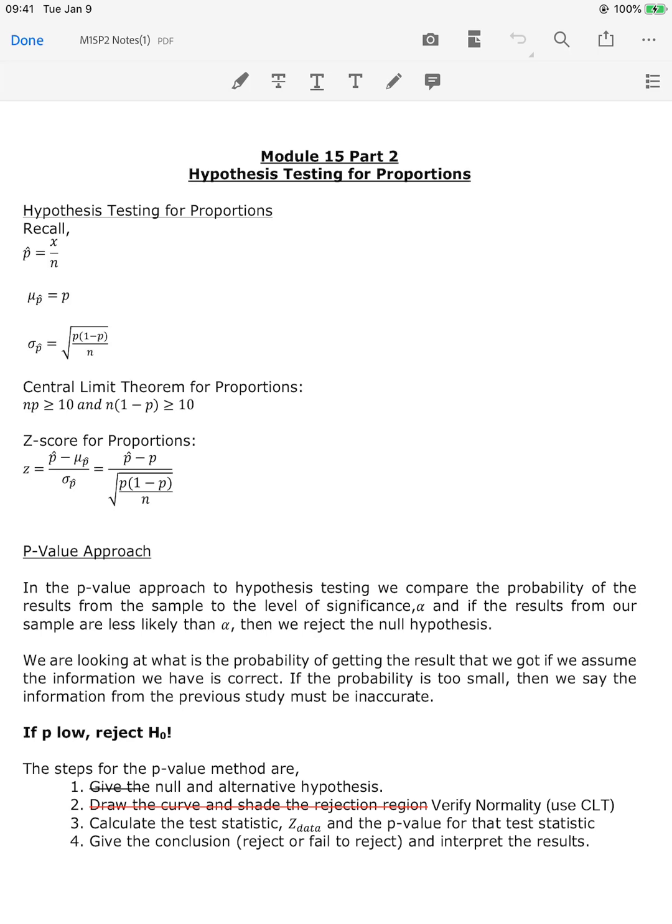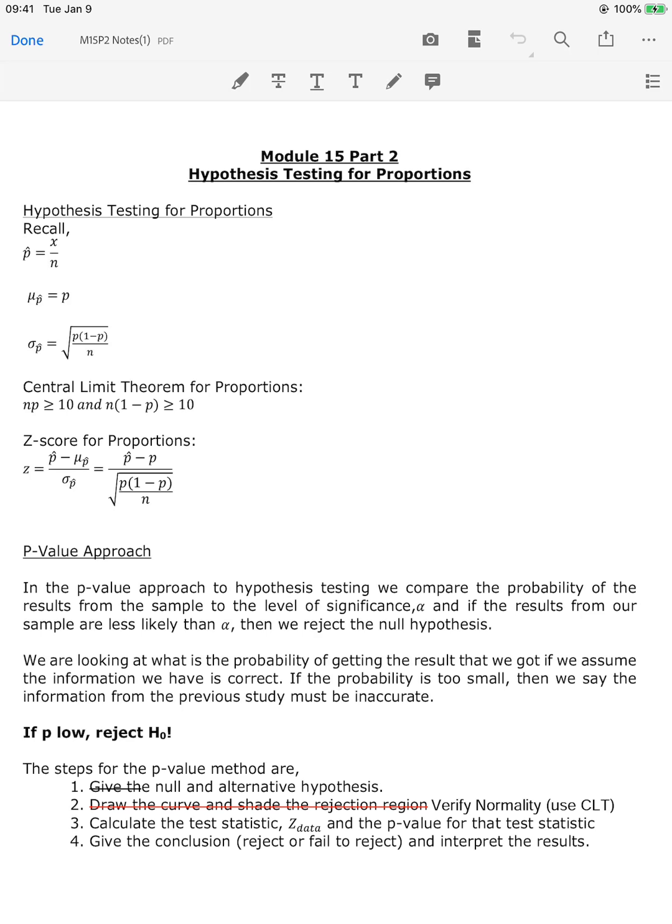And then finally, our z-score for proportions, z equals p hat minus the mean divided by the standard deviation, or p hat minus p divided by the square root of p times 1 minus p over n.